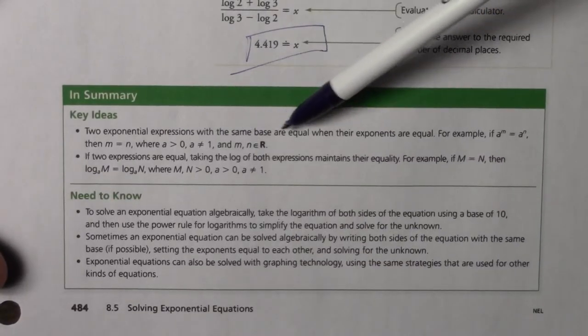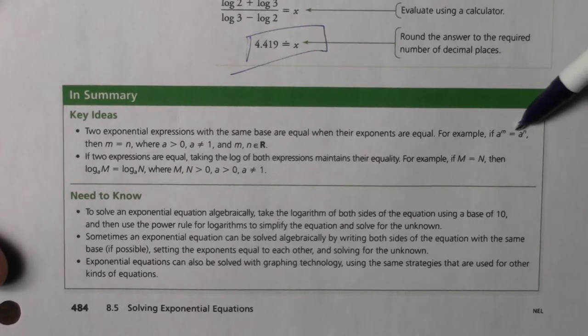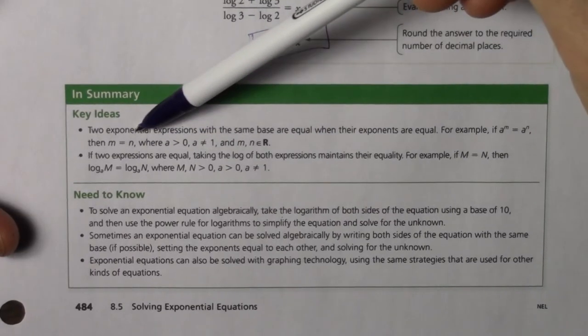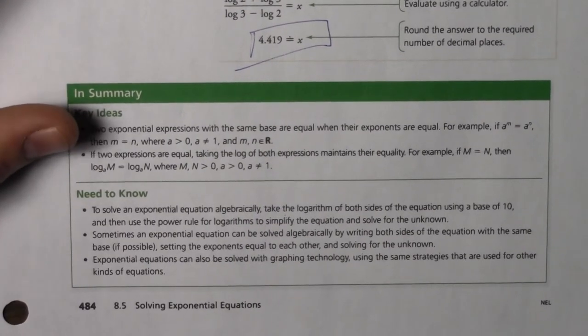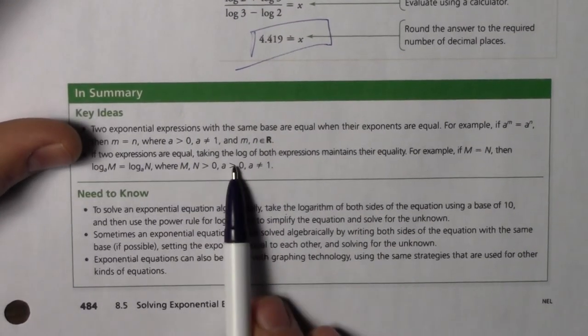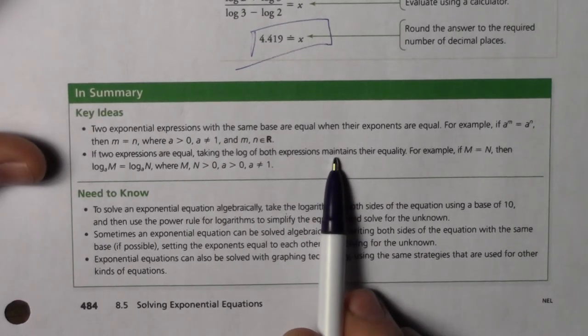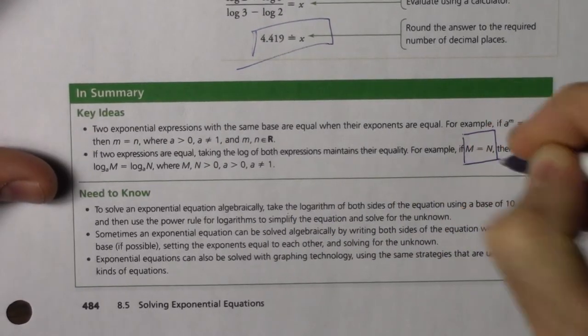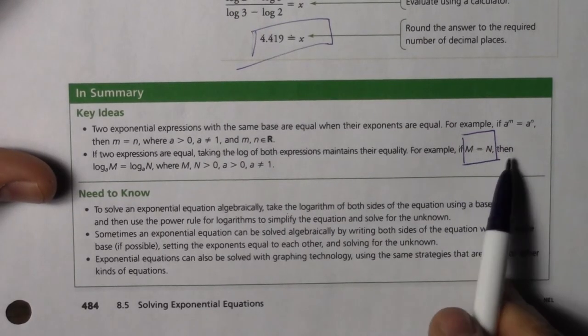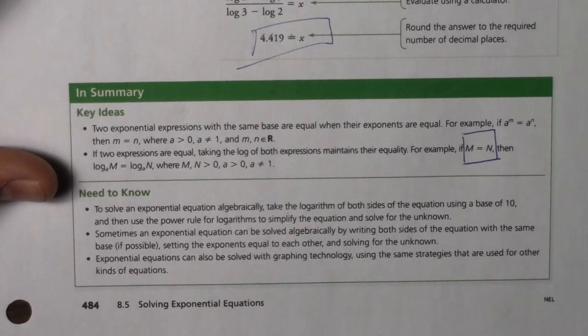In summary, two exponential expressions with the same base are equal when their exponents are equal. For example, a^m is equal to a^n when m is equal to n, where a, m and n are all real numbers and a is not equal to 1. If 2 expressions are equal, taking the log of both expressions maintains their equality. For example, m equals n. Okay, remember, now that's only for when there's 1 term on either side of the equality, right?